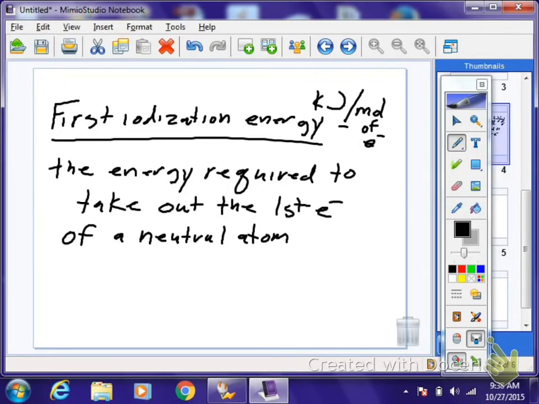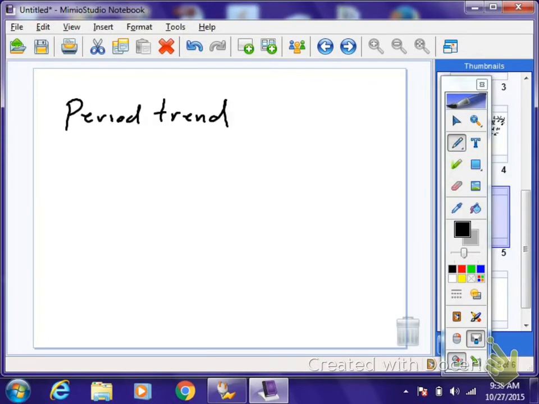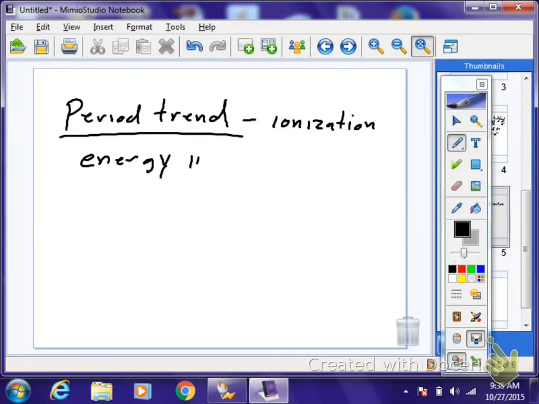So what is the period trend? Bigger or smaller? Okay, it gets bigger going across. Ionization energy increases going across. So going down, smaller. So the group trend going down is ionization energy decreases.